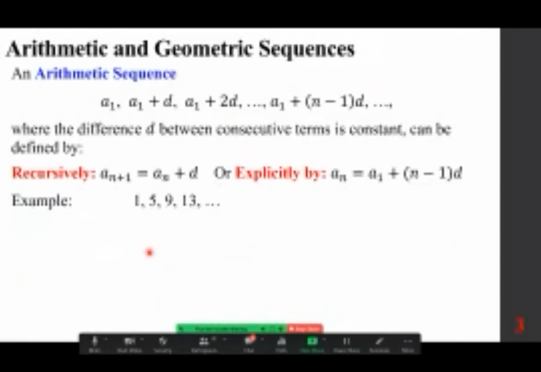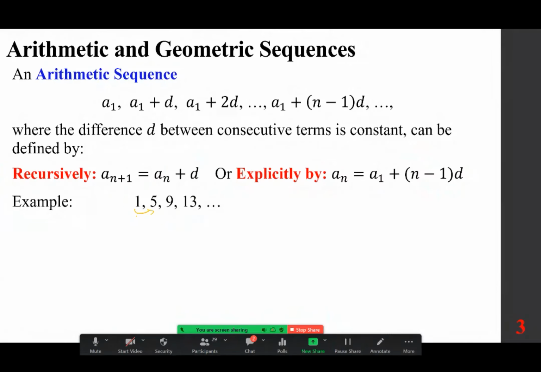Now we can define this either recursively, that means a sub n plus 1 is a sub n plus a constant d, or explicitly. A sub n equals a sub 1 plus n minus 1 times d. An example here, 1, 5, 9, 13. As you can see here, we are adding a constant of 4. We are adding number 4. Therefore, these 4 here.